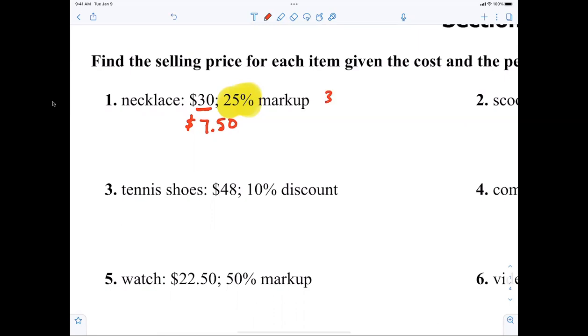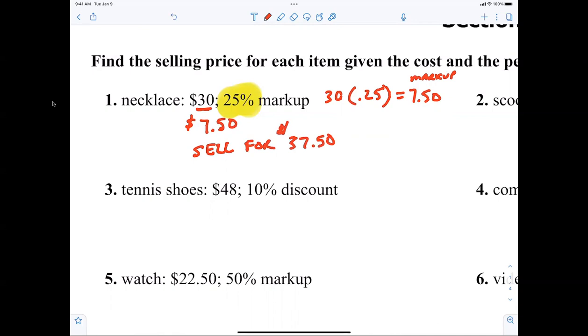$7.50. I really was kind of hoping you'd say just multiply by 0.25. And that is $7.50, and that is the markup. So if you're going to mark it up $7.50, then how much are you going to sell it for? $37.50. That's what that means.